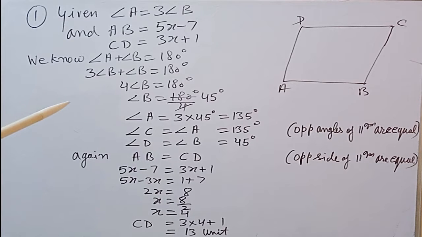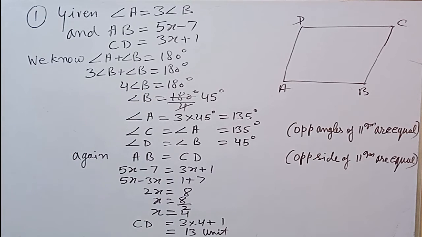With the help of angle B, we will get the angle A, that is 3 into angle B, that is 3 into 45, that will give you 135 degree. Now angle C equal to angle A, because opposite angles of a parallelogram are equal, so angle C will equal angle A, that is 135 degree, and angle D will equal angle B, that is 45 degree. So now we got the angles of the parallelogram.